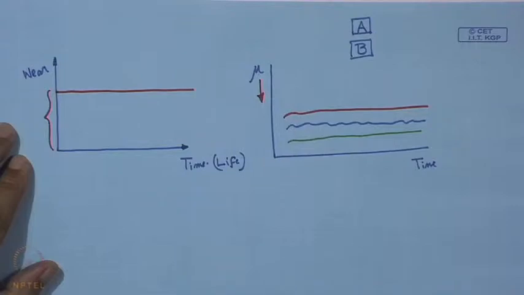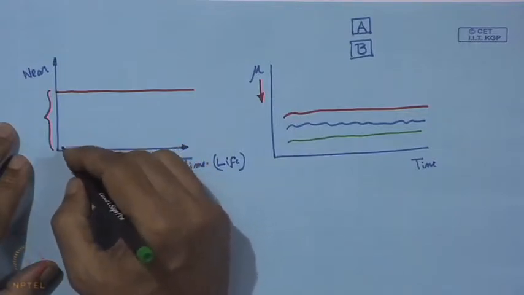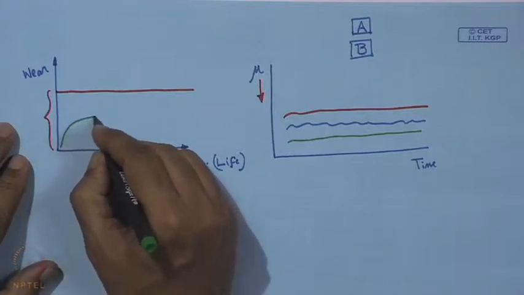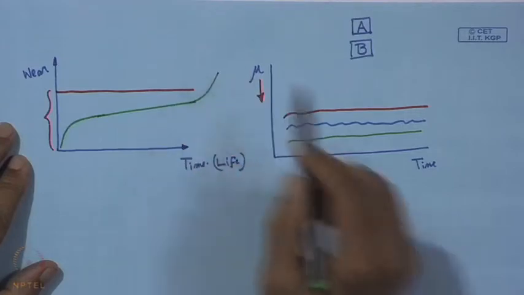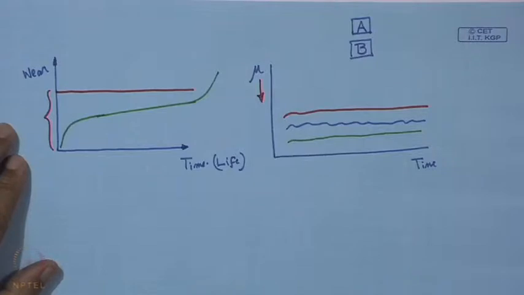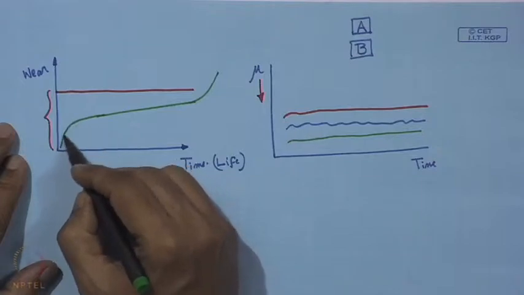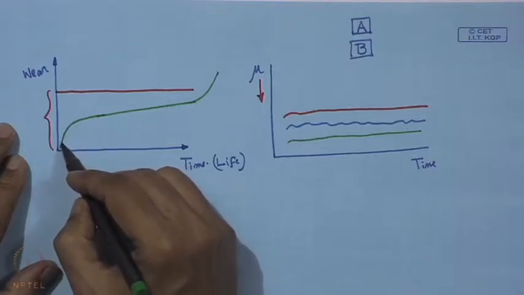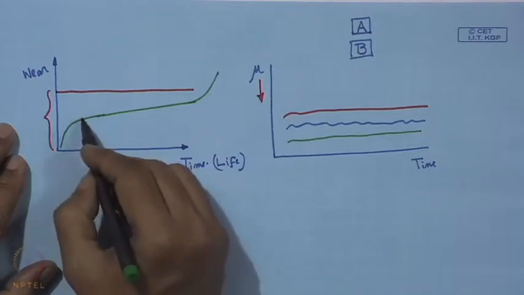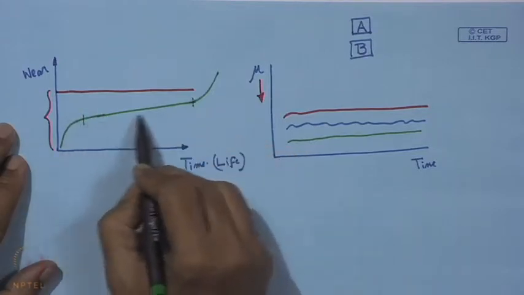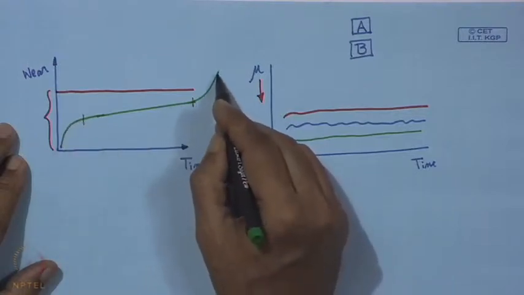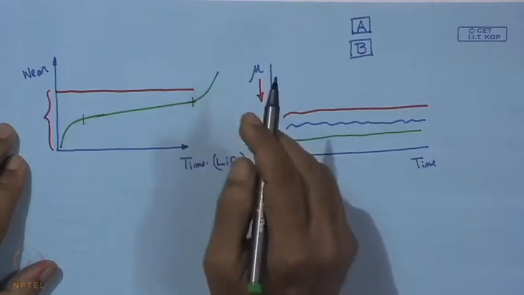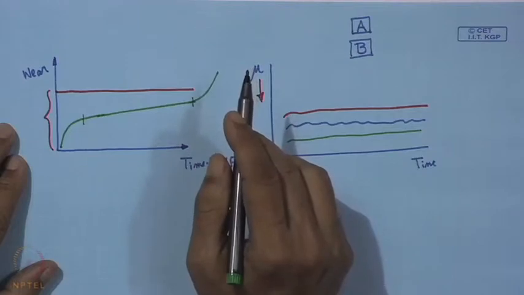Whatever may be the case, here also we can see a graph for any mechanical component. It follows like this, and then it goes like this. So, this is more or less the presentation of a wear graph. That means, at the very beginning it starts with a high rate and then the rate slows down, and this portion, which is more or less straight, is actually the mechanical wear zone. This is the initial break-in zone, and here wear occurs at a very fast rate.